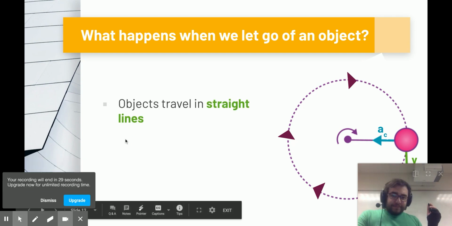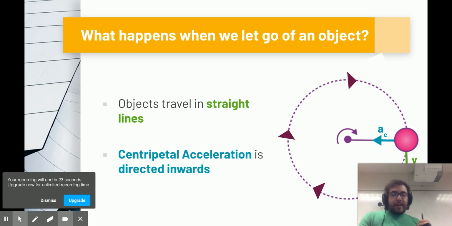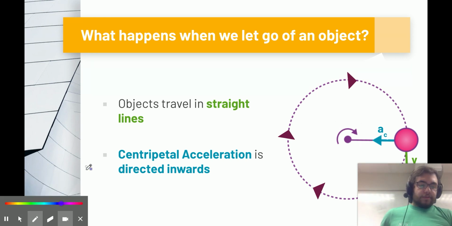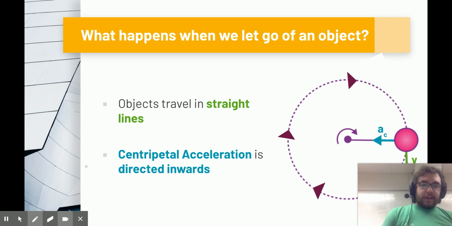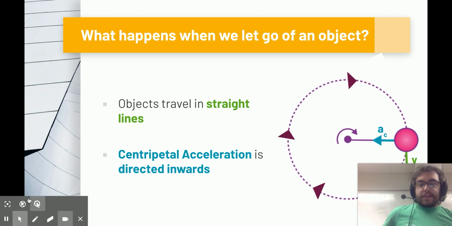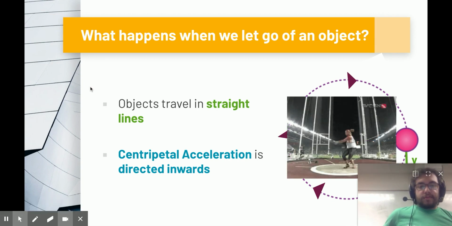All right. So we know objects must travel in a straight line. And the centripetal acceleration is always directed inward towards the center, right? Always directed this way. So if the ball's right here, the acceleration would be directed that way, and the VT would continue in this direction. Here's how I know this is true.